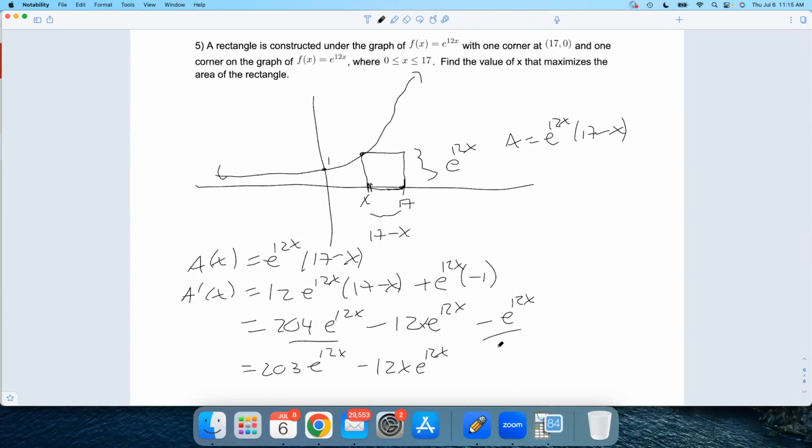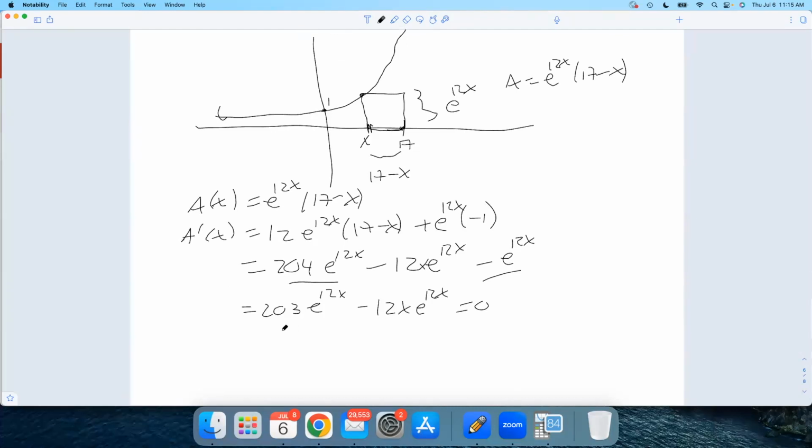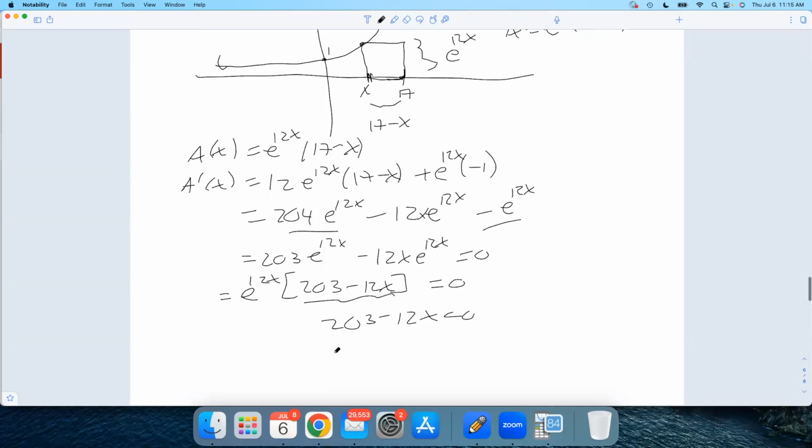And I want to know where this equals 0. So I can factor out that common factor there of e to the 12x. And I get 203 minus 12x equals 0. This guy never equals 0. So I just set that equal to 0. And that's all. And we get x equals, I think we get 203 over 12.